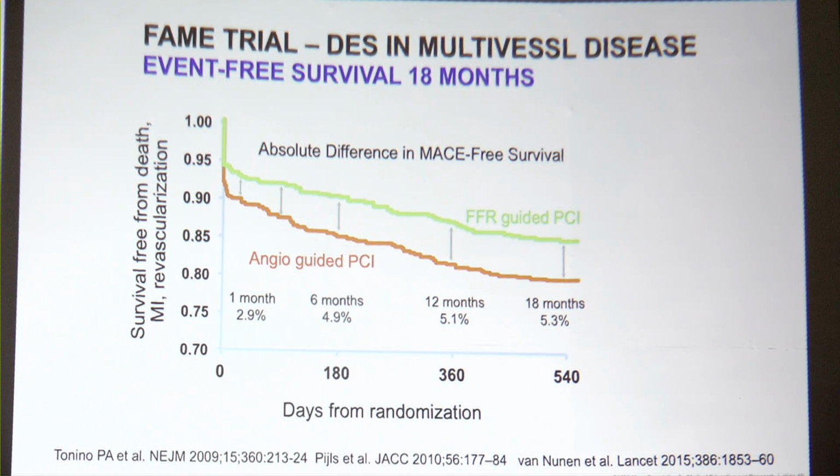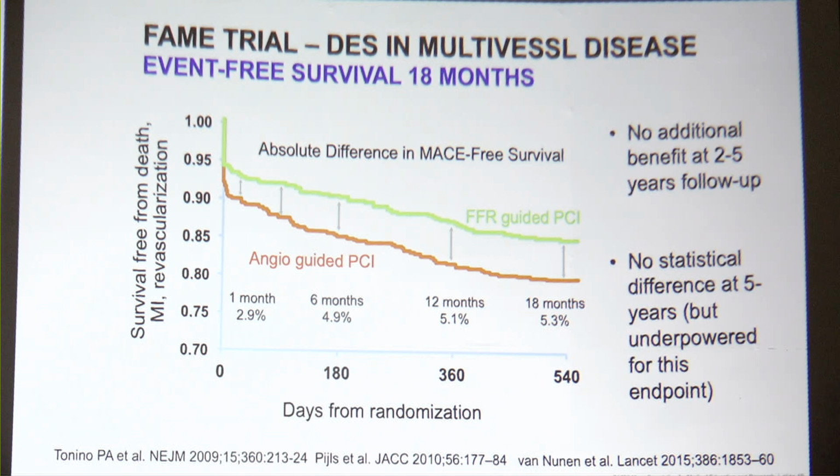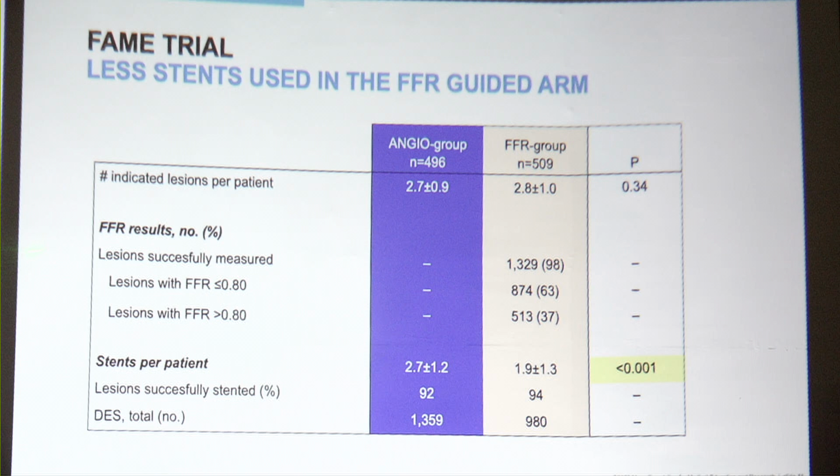The FAME trial is the only trial that provides this evidence. It's one trial. And there was no additional benefit when follow-up was continued out to 5 years. In fact, the curves started coming closer together again, and the significance was lost. The reason pressure wires work is shown in this table that compared the number of lesions in both groups, and the randomization was pretty good.